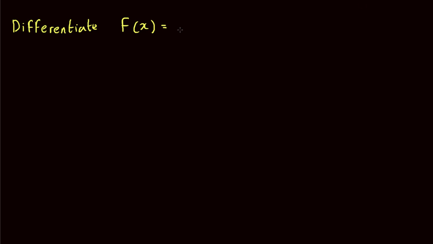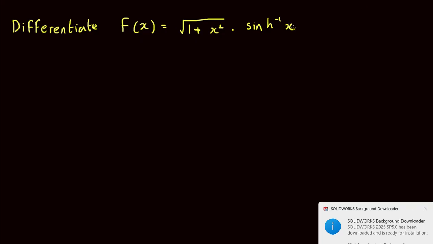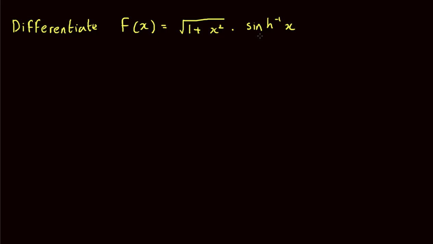Okay, so a function: square root of 1 plus x squared, multiplied with the inverse of sine hyperbolic x. Again, I will give you guys some time to pause this video and give it a try.